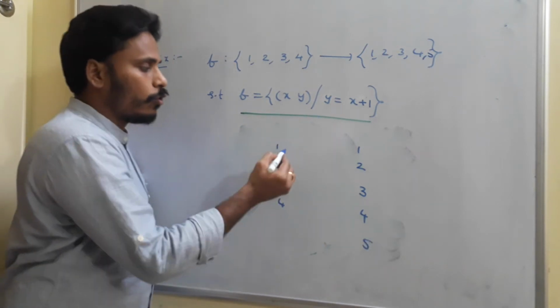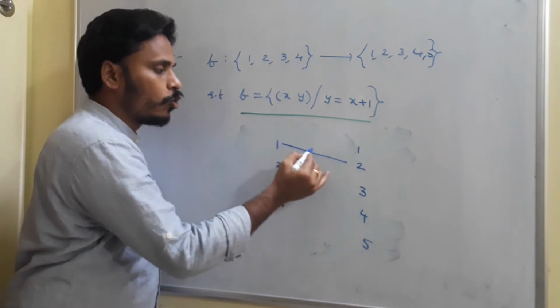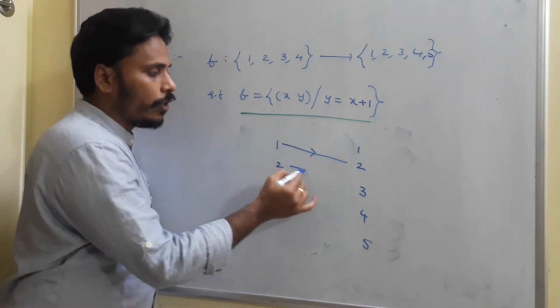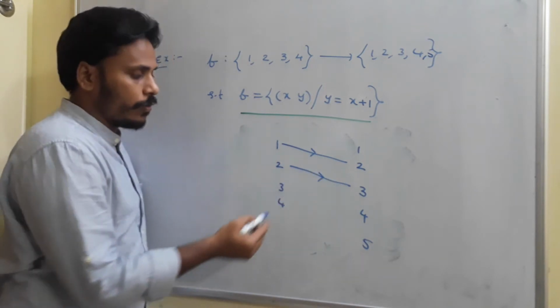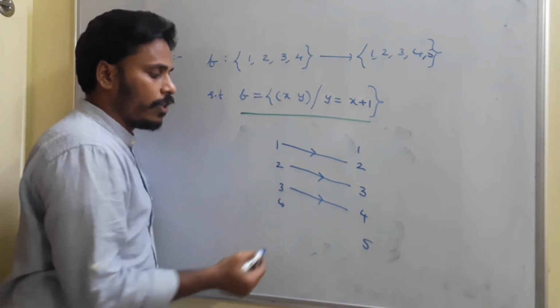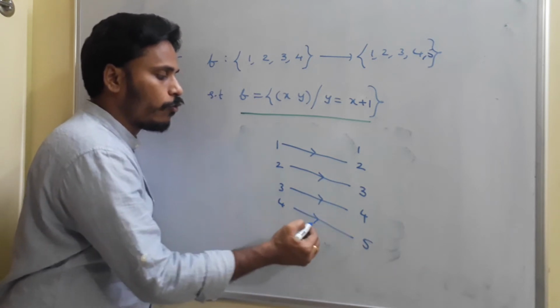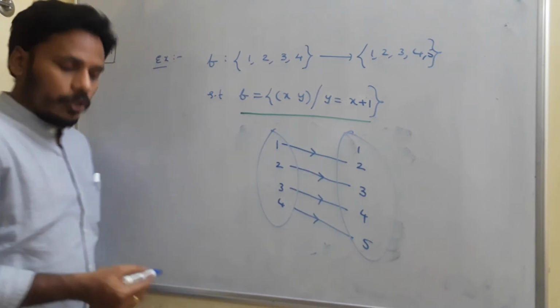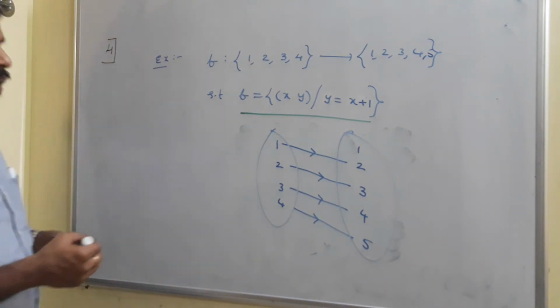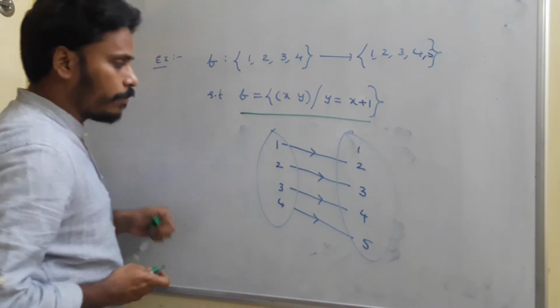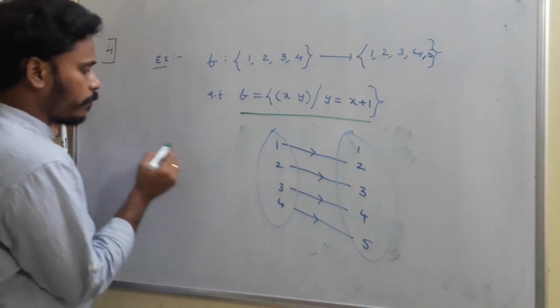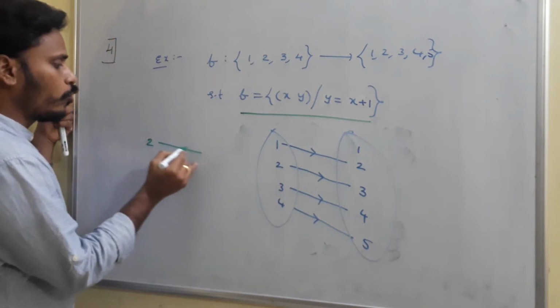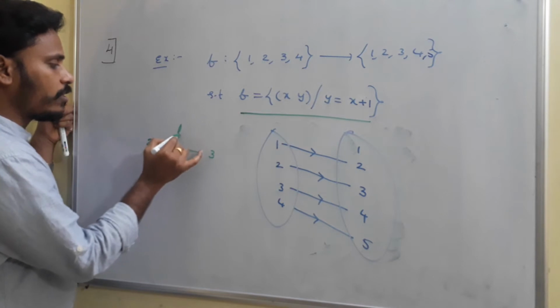As per this rule, 1 we need to connect to 2, 1 plus 1. 2 we need to connect to 3, 2 plus 1. We connect 3 to 4, 3 plus 1, and connect 4 to 5. So this is the function. Among those, if you concentrate on any one connection, one correspondence, suppose you take this correspondence which is corresponding 2 to 3 with respect to this f.